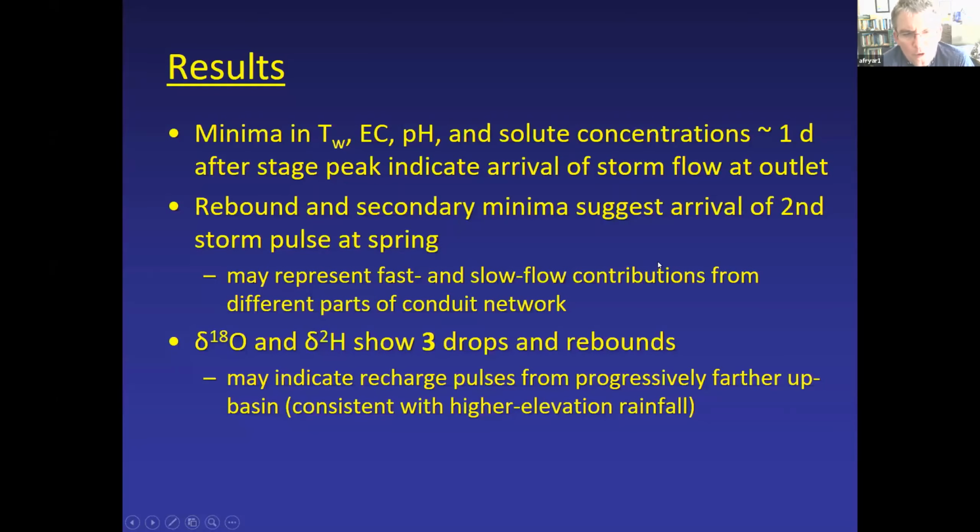So the minima in water temperature, electrical conductivity, pH, and also solute concentrations about a day after the stage peak indicate the arrival of storm flow at the outlet. The rebound in the secondary minima suggests arrival of the second storm pulse at the spring, which we think represents fast and slow flow contributions from different parts of the conduit network. We think the 3 drops and rebounds we see with the water isotopes may indicate recharge pulses from progressively farther up the basin. As you go higher in elevation, you get more depleted isotopic signals.